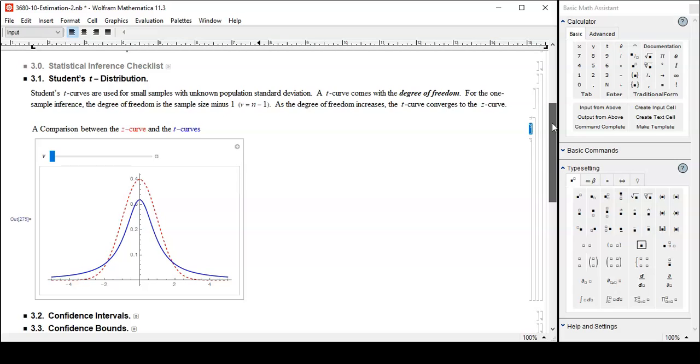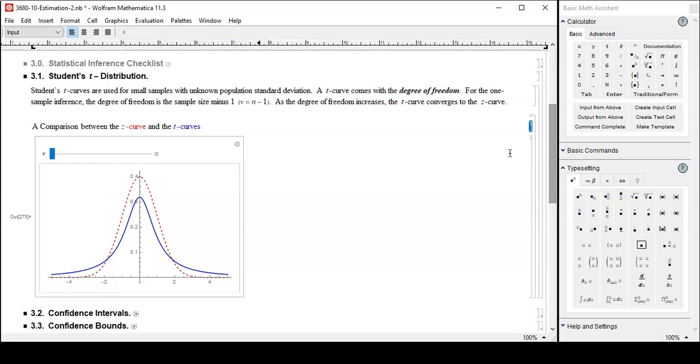Where was I? Yes, student t-distribution, which has a density function as in this blue curve, and the red dotted curve, by the way, is a z-curve. And it depends upon the sample size.